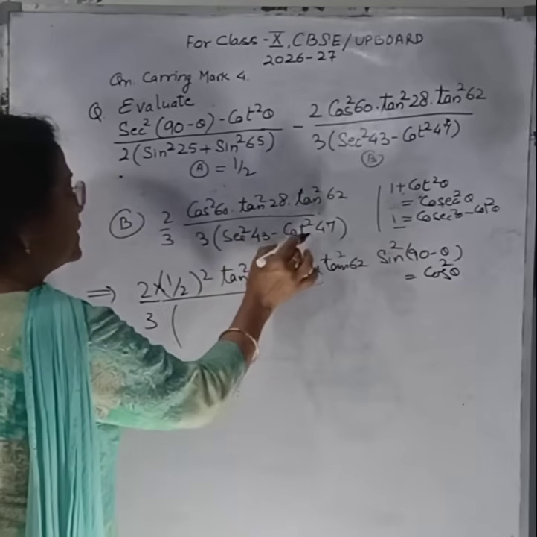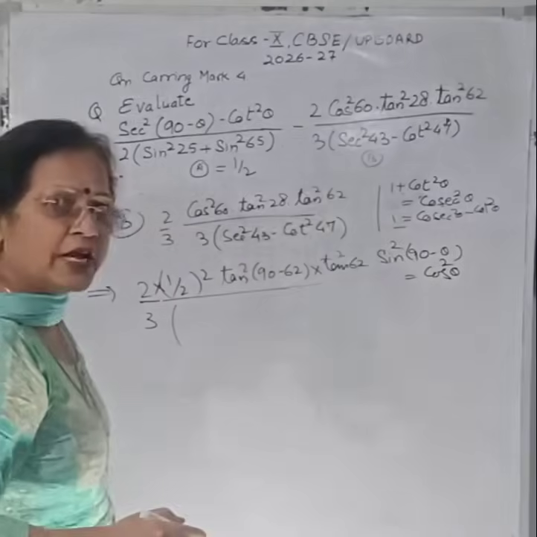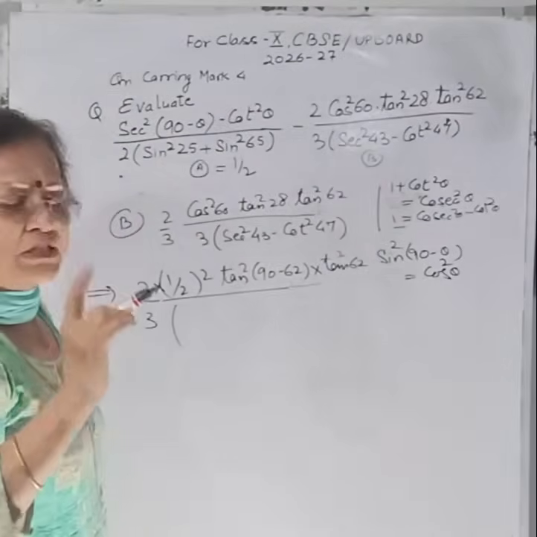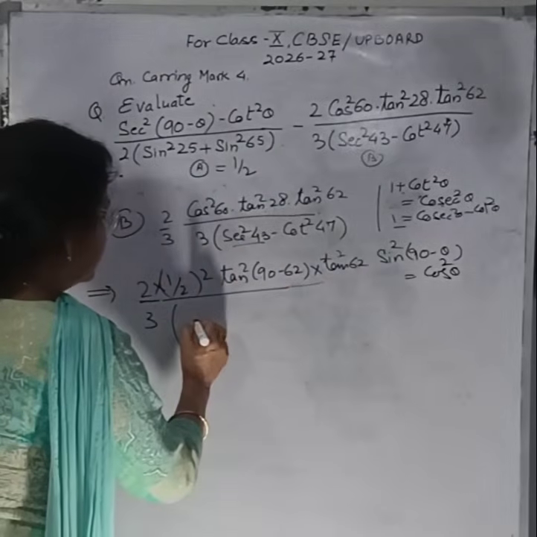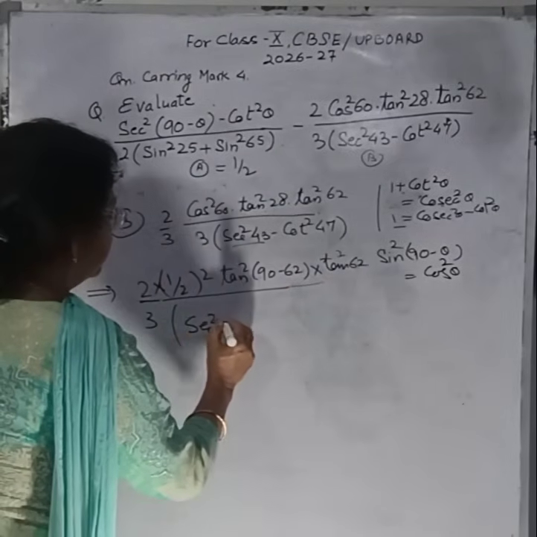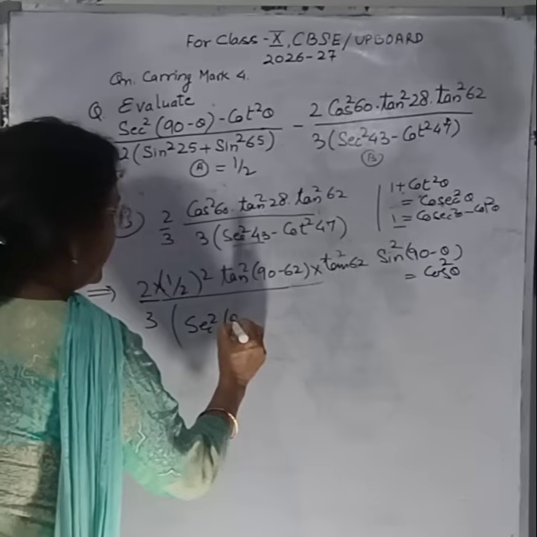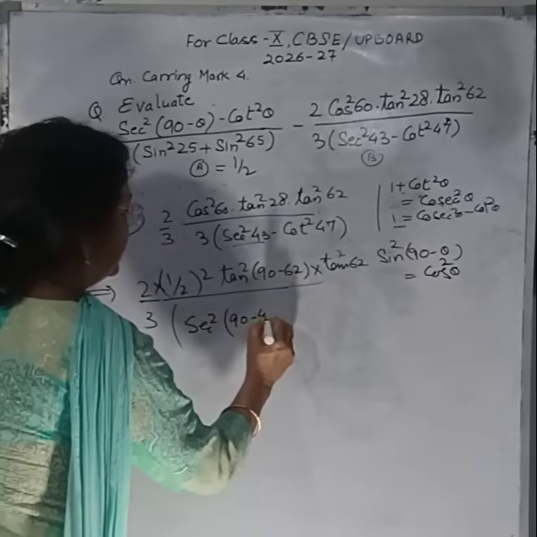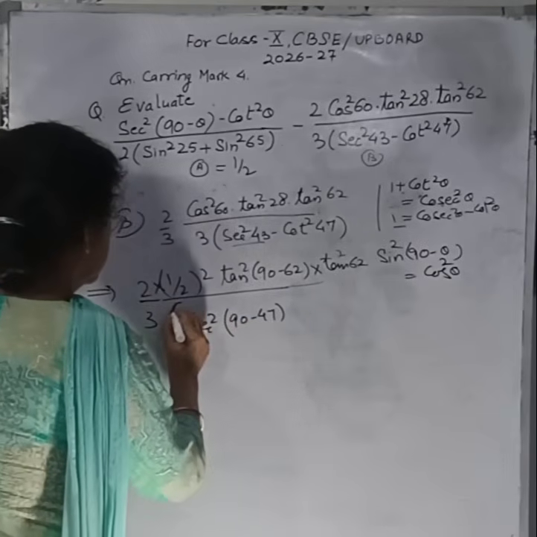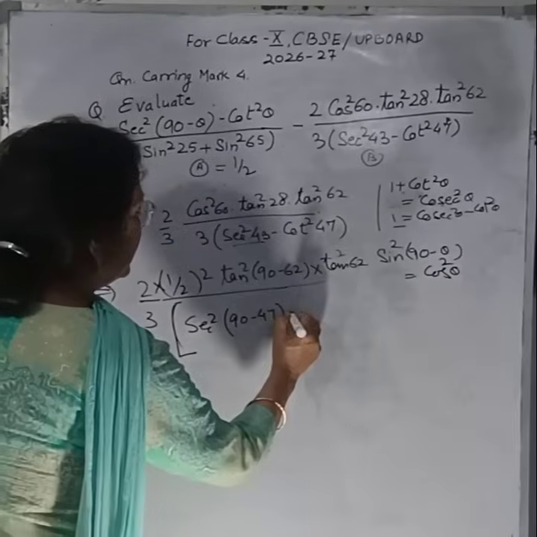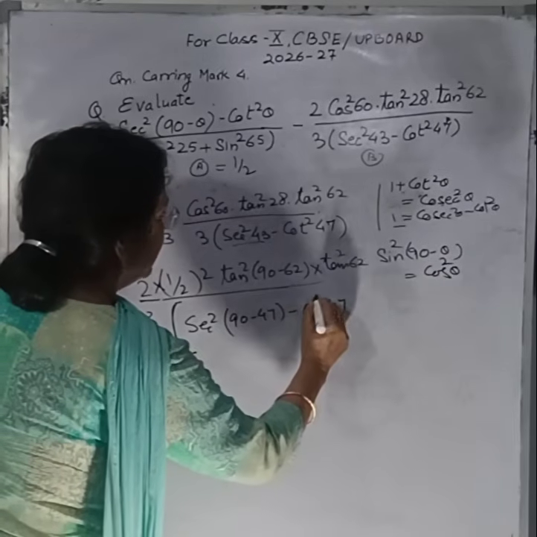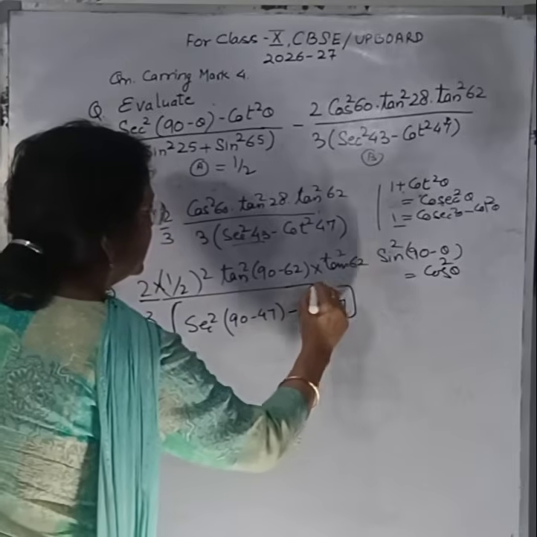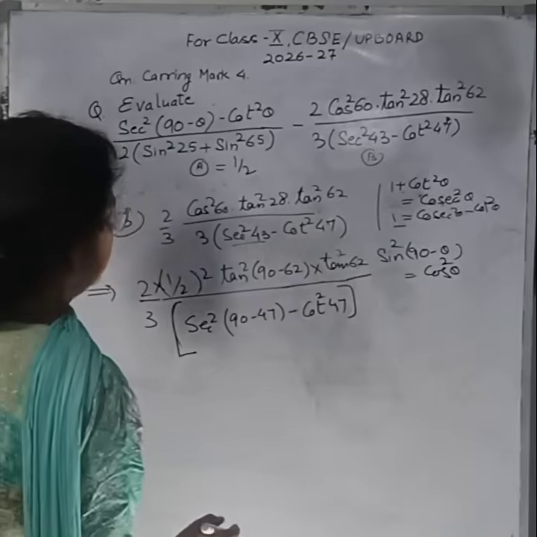So this is the addition of this is also 90. So either one is to be changed, either this or that. We are going to change this. This can be written as sec square of (90 minus 47), minus cot 47, square of cot 47 in denominator. This is the denominator. Okay.